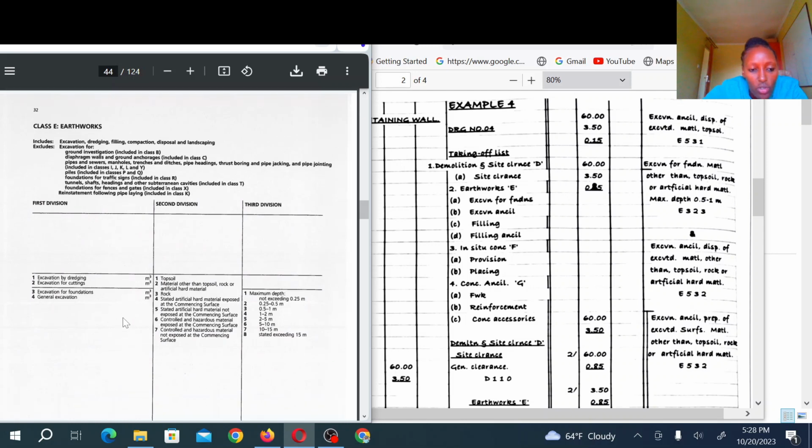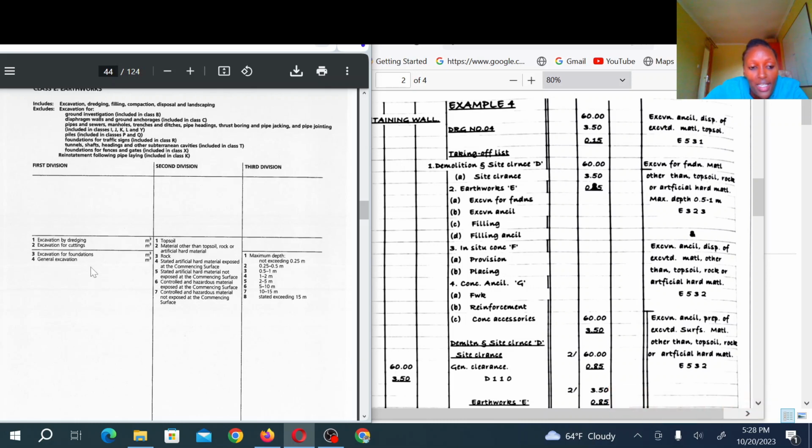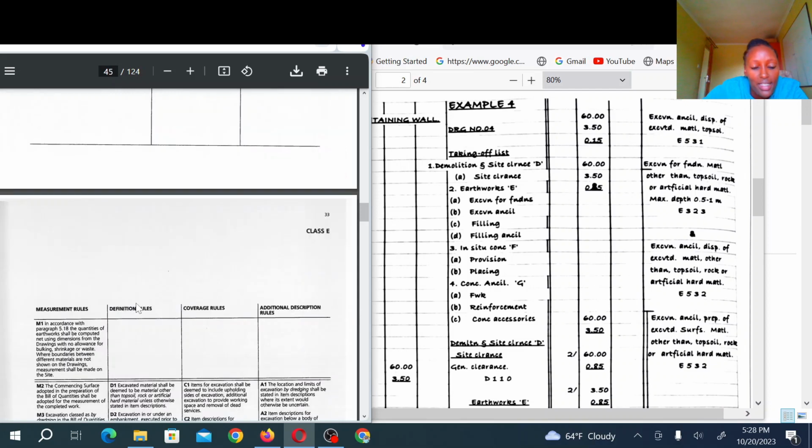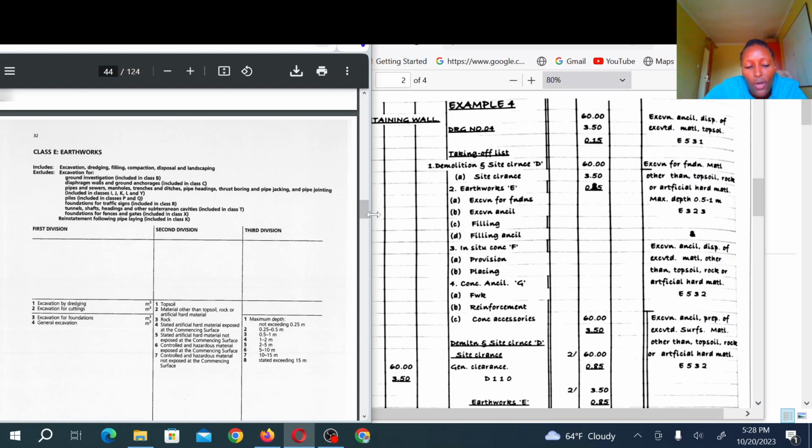Earthworks usually involves excavation by dredging, excavation by cuttings, excavation for foundation. In our case here, we have seen that the foundation for the retaining wall requires us to do excavation for foundation. Then it also usually covers general excavations. That is class E. So we know that we will be doing earthworks. The first thing we shall do is excavation for foundation. Then once we excavate, we will always do excavation auxiliaries.